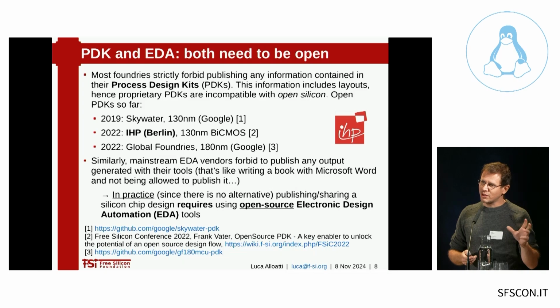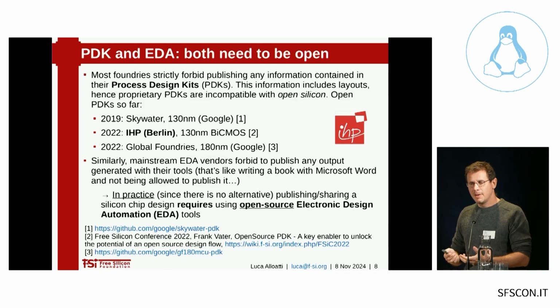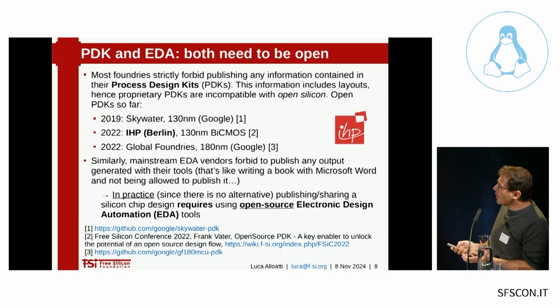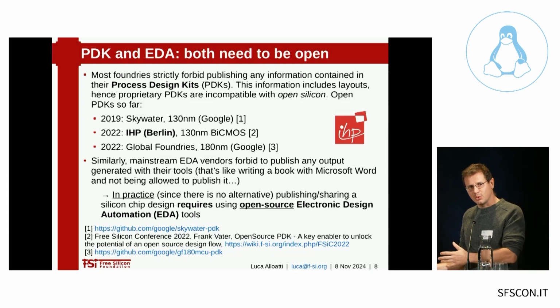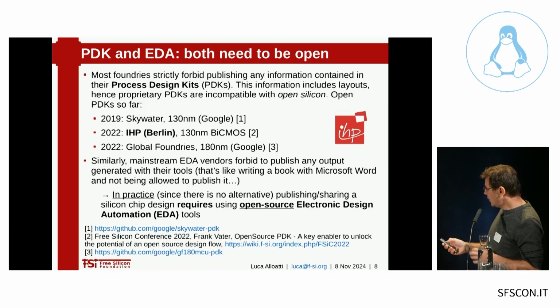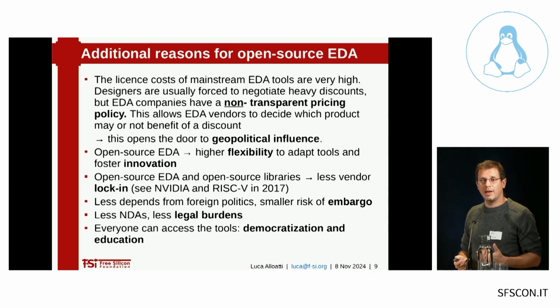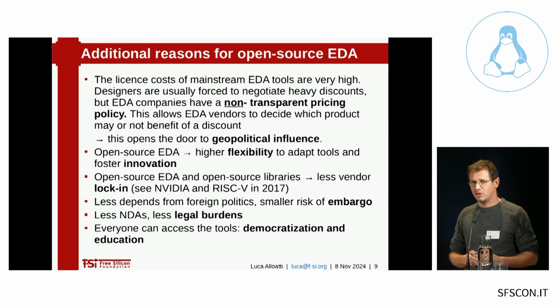So there is some logic behind this secrecy, like they don't want you to understand how the place and route algorithm works, for example, but this obviously does not allow you to publish anything, therefore it is a showstopper for open source silicon. Since there are no commercial alternatives in practice, this means that you have to use open source EDA tools as well. Now, these are sufficient conditions to ask for open source EDA, but there are actually a number of other good reasons for using open source EDA, and here are a few.